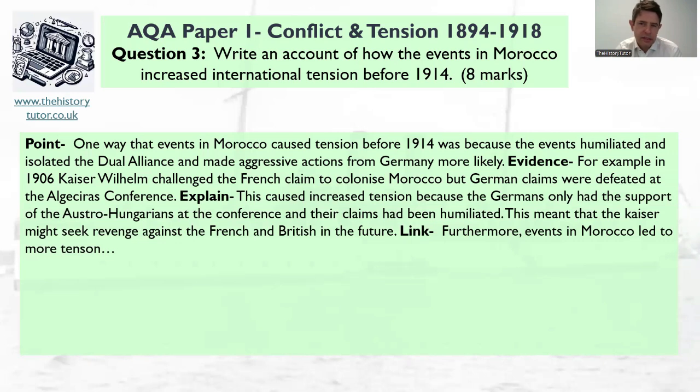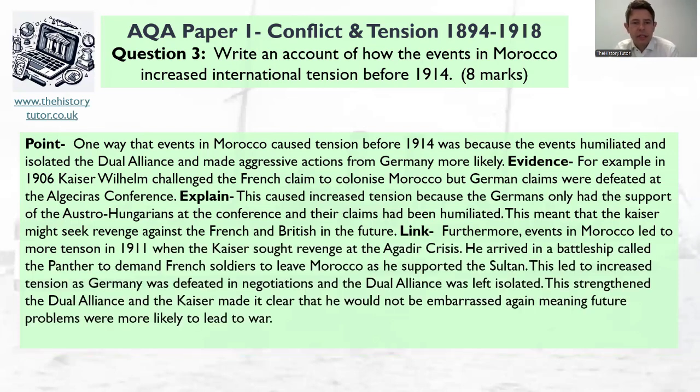Okay, got an answer? So here's mine. Furthermore, events in Morocco led to more tension in 1911 when the Kaiser sought revenge at the Agadir crisis. He arrived in a battleship called the Panther to demand French soldiers leave Morocco as he supported the Sultan. This led to increased tension as Germany was defeated in negotiations and was left isolated. They strengthened their alliance, and the Kaiser made it clear that he would not be embarrassed again, meaning future problems were more likely to lead to war. So I've linked to the next event.